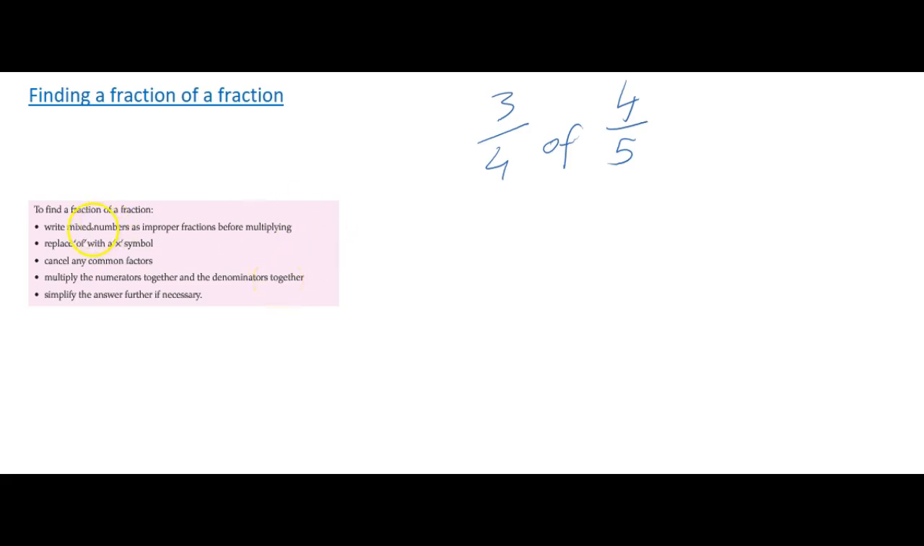So first, the steps: write mixed numbers as improper fractions before multiplying. I'm going to show you an example of that next. Replace "of" with x, which we should have worked out in our previous lesson. You then need to do the cancelling method, which I'll show you an example of soon. Then all you do is multiply the numerators together, multiply the denominators together, and then simplify further if necessary.